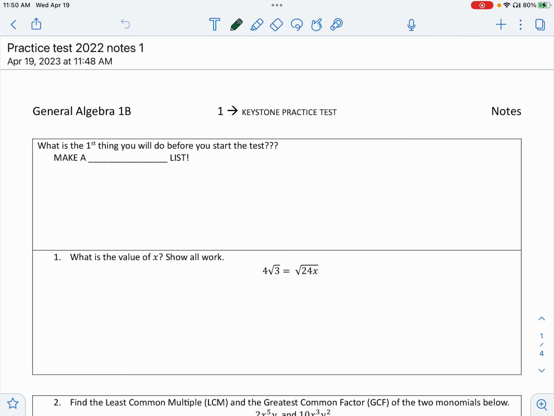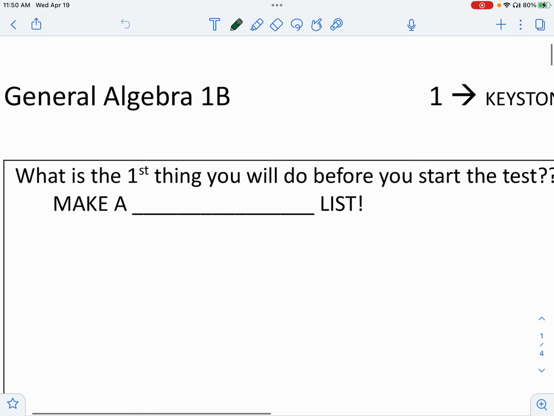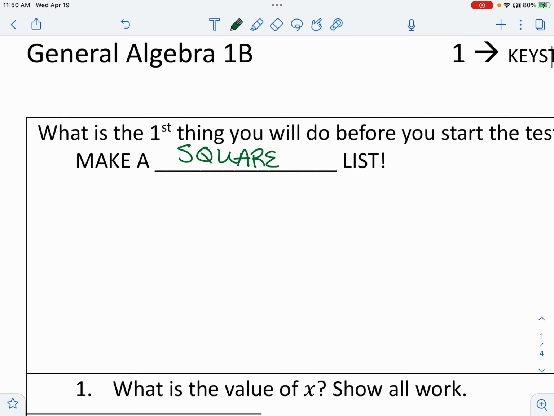You're going to be given 10 problems today for class, and then you'll be given the exact same type of problems, 10 of those for practice to be graded. So when you sit down to take these Keystones, you are going to make a perfect square list first. It's very important that you do this. Don't even start the test until you make your square list.